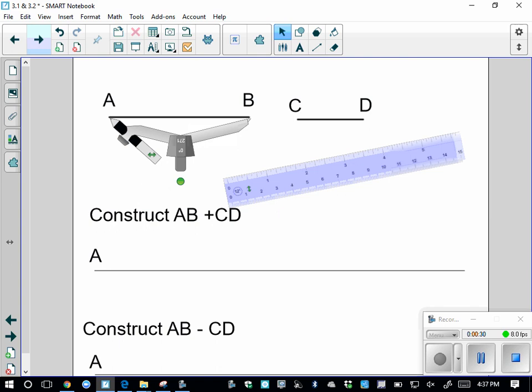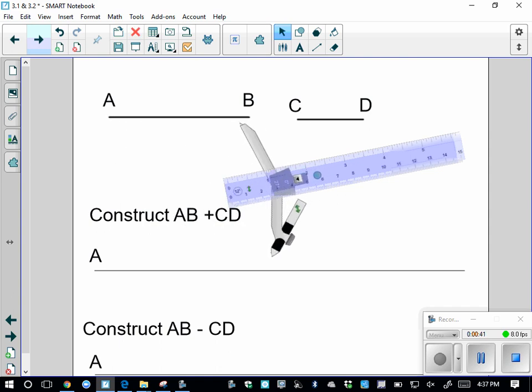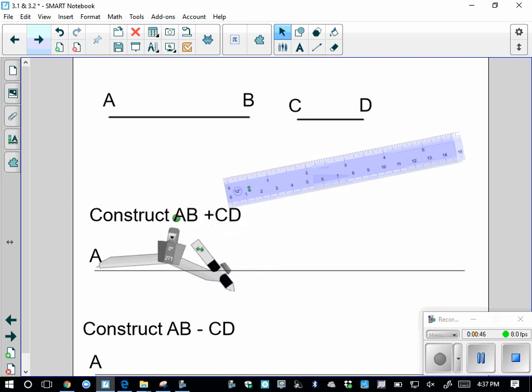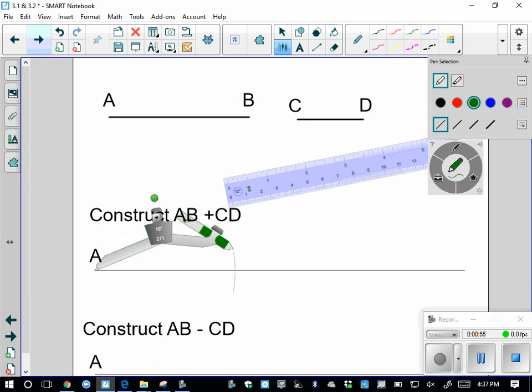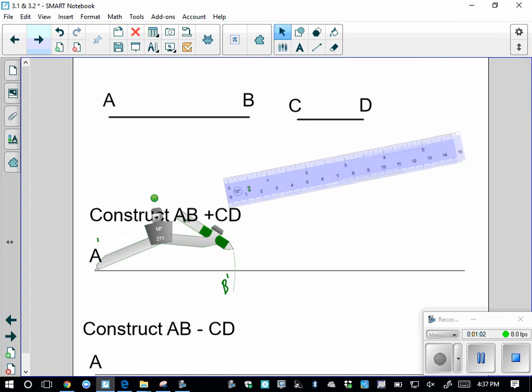So the first one asks you to construct AB plus CD. Still pretty straightforward. You just take your compass and you open it to the width of AB, and then move your compass and mark off the length AB down here. And remember to use a fine point as much as possible. So that's where I'm going to put B prime, and that's my A prime.